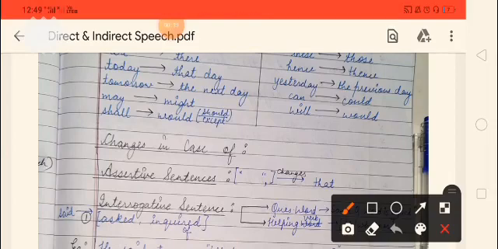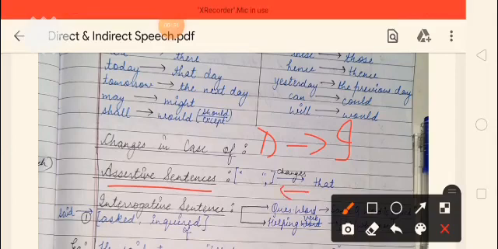Now let us see first of all the case of assertive sentences. In assertive sentences, the comma and inverted comma get removed and are changed to "that". This is from direct to indirect conversion, and in indirect to direct it gets reversed. Okay, that changes to comma and inverted comma.